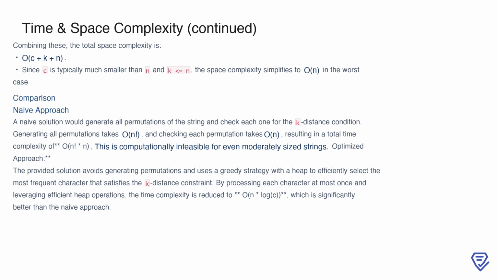Comparing this to a naive approach, which would generate all permutations of the string to check the k-distance condition, the naive method would require O(n!) time for permutations and O(n * n!) overall, which is computationally infeasible for even moderately sized strings. Our optimized solution avoids this by using a greedy strategy with a heap to efficiently select the most frequent valid character. This reduces the time complexity to O(n * log c), making it far more efficient.